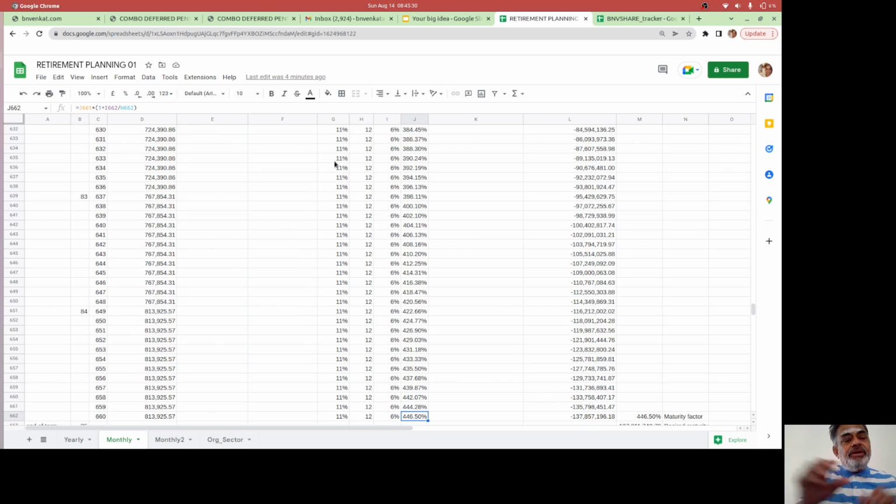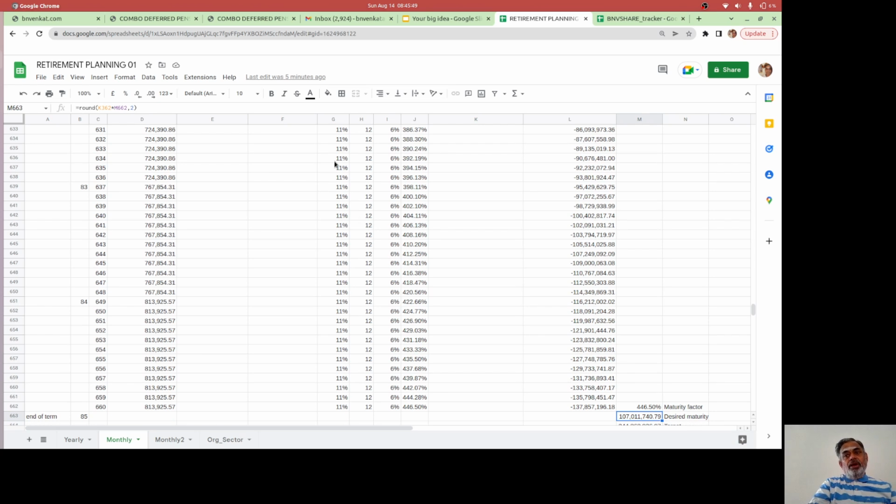At the end of the term, that is at the age of 85, we come across a maturity factor of 446.50%, that is 4.46 times, or the derived maturity is ₹10 crore 70,000.